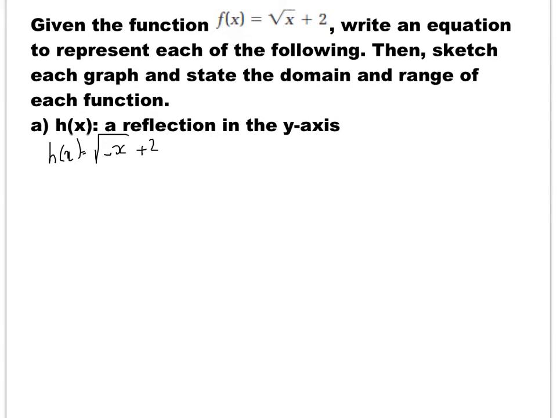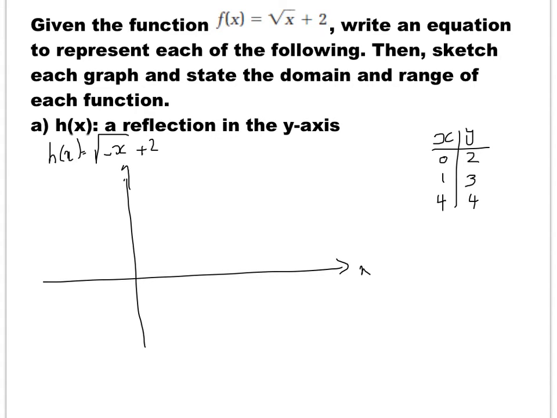Since x is under the square root and the square root of negative numbers is not defined, I have to give x only positive values or equal to zero. So my table of values becomes, let's say x is 0, x is 1, and x is 4. If x is 0, square root of 0 is 0, plus 2 is 2. If x is 1, square root of 1 is 1, plus 2 is 3. If x is 4, square root of 4 is 2, plus 2 is 4. So I am going to get a graph like the following.